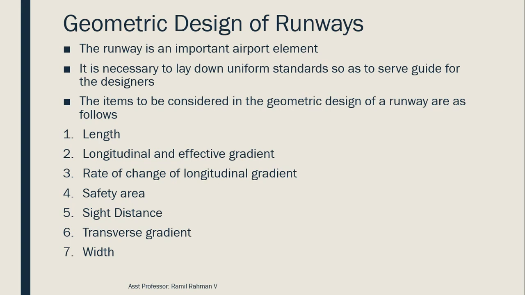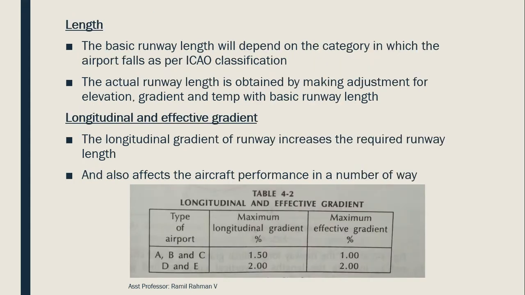First one is the length, second one is longitudinal and effective gradient, third one is rate of change of longitudinal gradient, fourth one is safety area, fifth one is side distance, sixth one is transverse gradient, and seventh one is the width. First one, length. The basic runway length will depend on the category in which the airport falls as per ICAO classification. The actual runway length is obtained by making adjustment for elevation, gradient and temperature with basic runway length, as we discussed in the previous video.